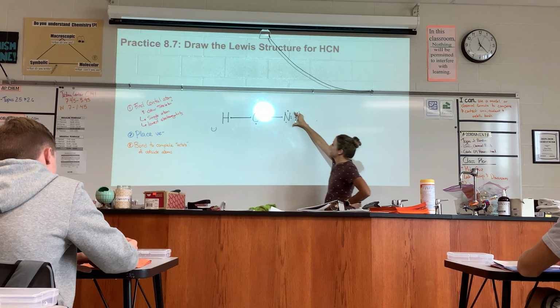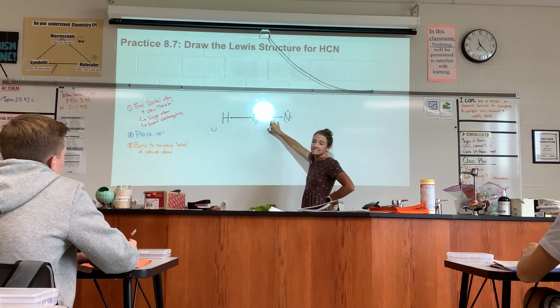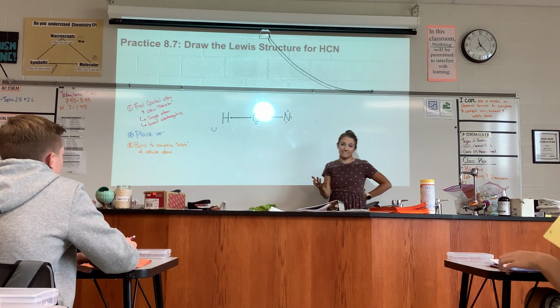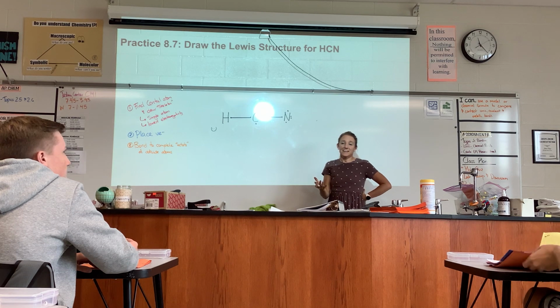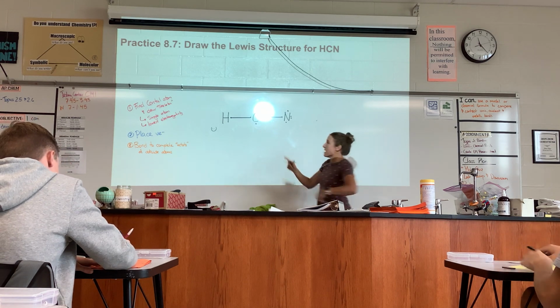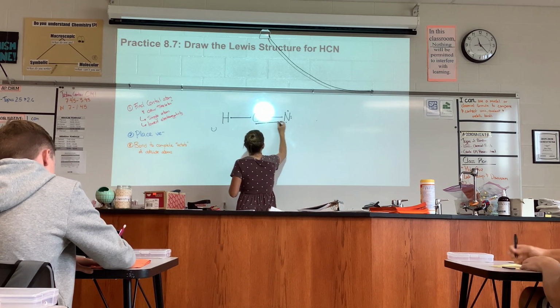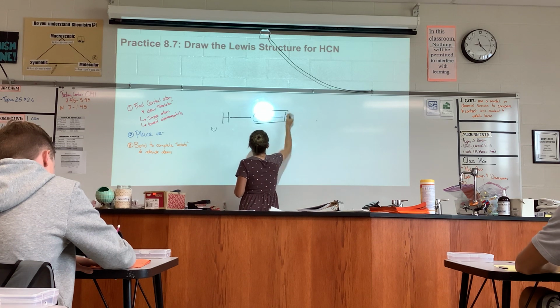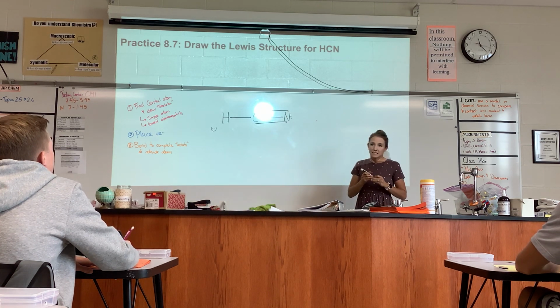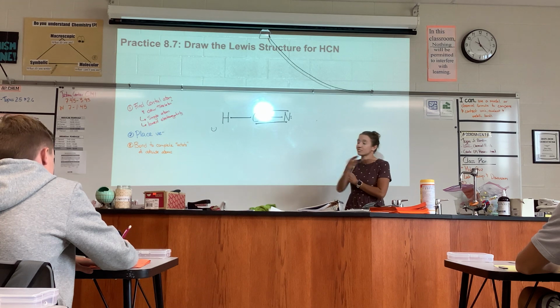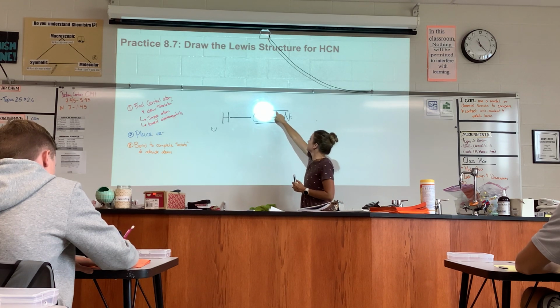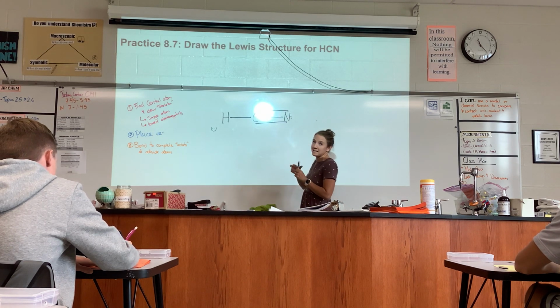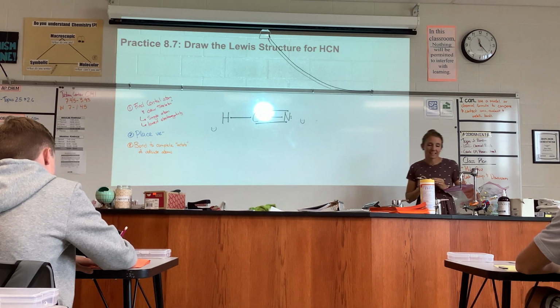No, not yet, right? Because it has 2, 4, 6, and it wants 8. You have to make him happy. So to make him happy, we're going to triple bond. Because once again, each line counts as 2, so 2, 4, 6, 8 is nice and happy.